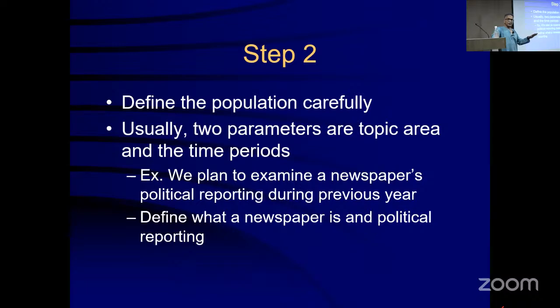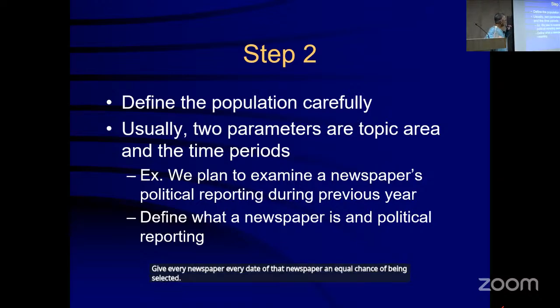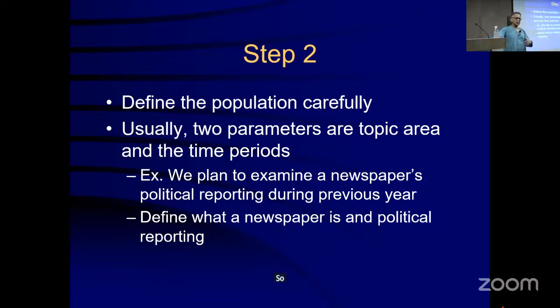Same as we did in the case of survey, probability sampling. Give every newspaper, every date of that newspaper an equal chance of being selected. So time period gets very important in these kinds of things. Okay, so selection. So now we have 180 newspapers.